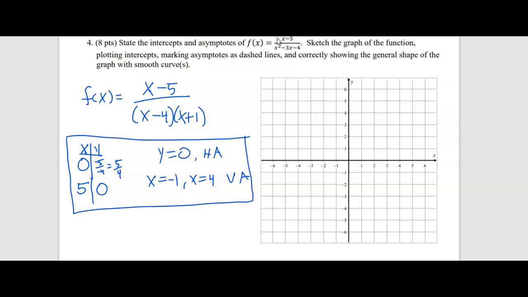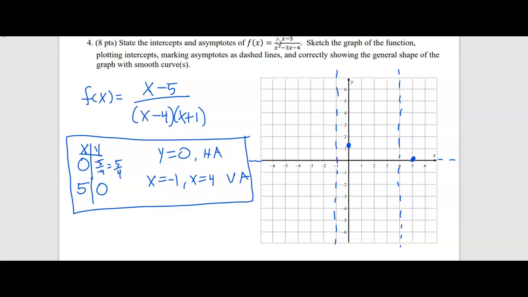These were the items requested. Now we want to sketch the graph, including all of this information. So y equals 0 is the x-axis. x equals negative 1, we have a vertical. And x equals 4, a second vertical asymptote. We have 0, 5/4 is a y-intercept. And 5, 0 as an x-intercept.